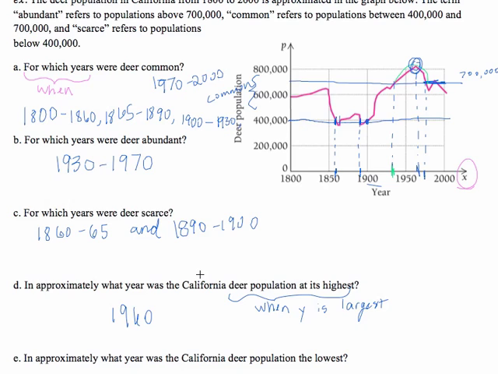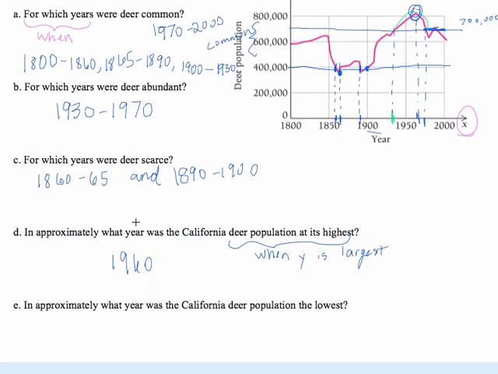And then approximately what year was the California deer population the lowest? It's tough to tell from looking at it if it was there or there. I've kind of written on this graph. I think probably at that point. So let's estimate around 1865 or so. It looks like in 1865 it jumped straight up.